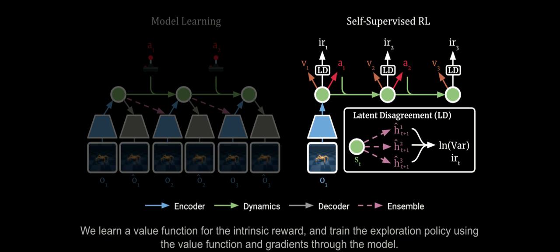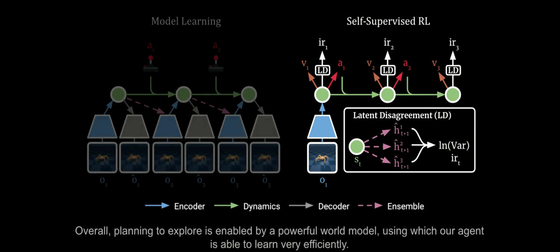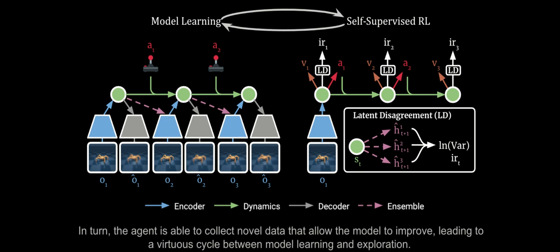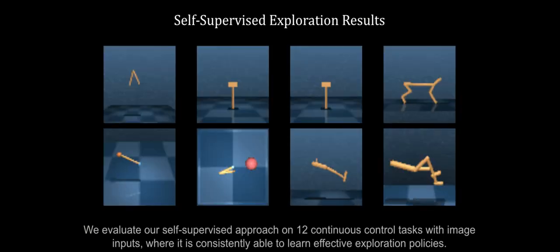We learn a value function for the intrinsic reward and train the exploration policy using the value function and gradients through the model. Overall, planning to explore is enabled by a powerful world model, using which our agent is able to learn very efficiently. In turn, the agent is able to collect novel data that allow the model to improve, leading to a virtuous cycle between model learning and exploration. Next, we show the resulting self-supervised exploration policy.